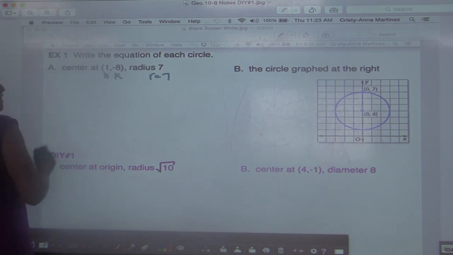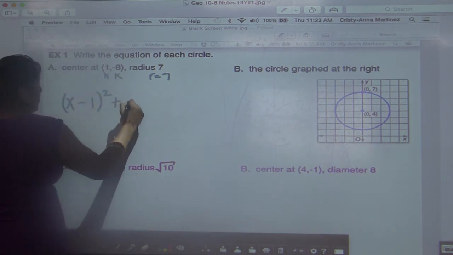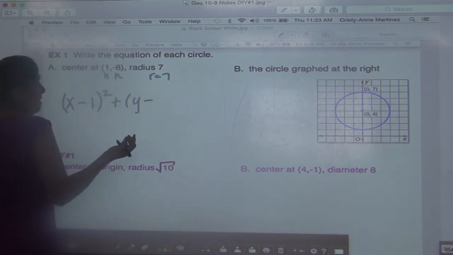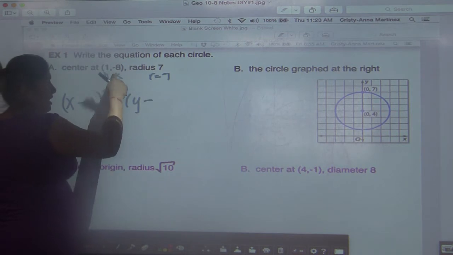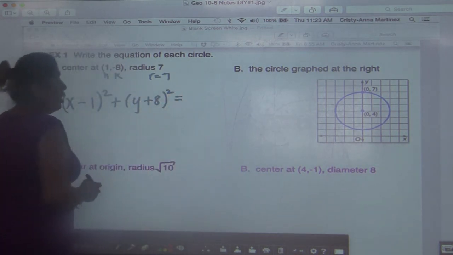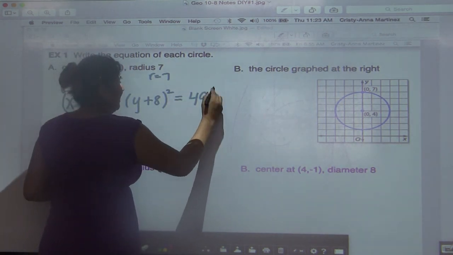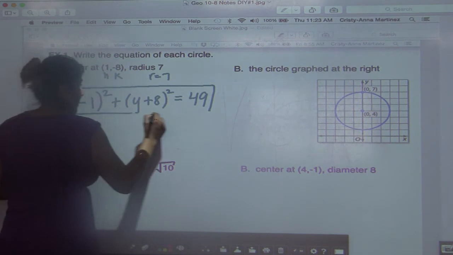So according to the formula, we're going to take x minus h, and h is 1, squared, plus y minus k, but it's minus negative 8, which is going to actually become positive 8, and then r squared, so 7 squared, which is 49. And just like that, you're done with part A.